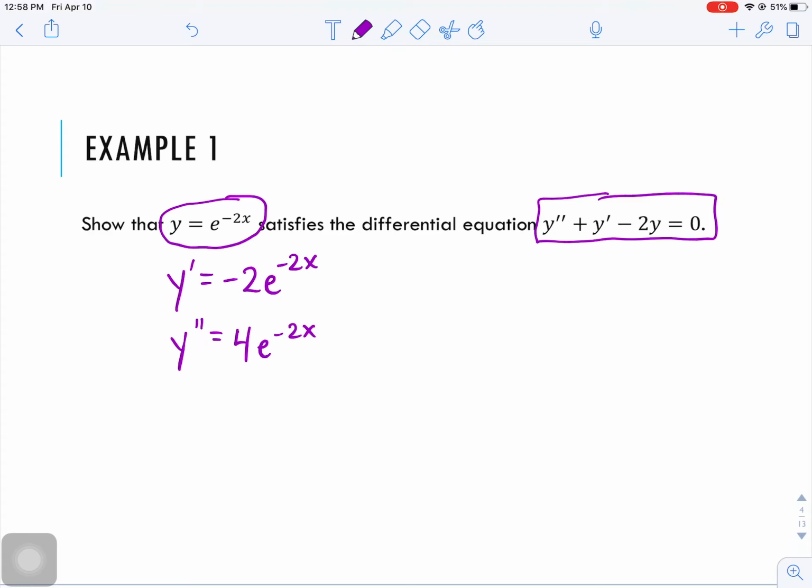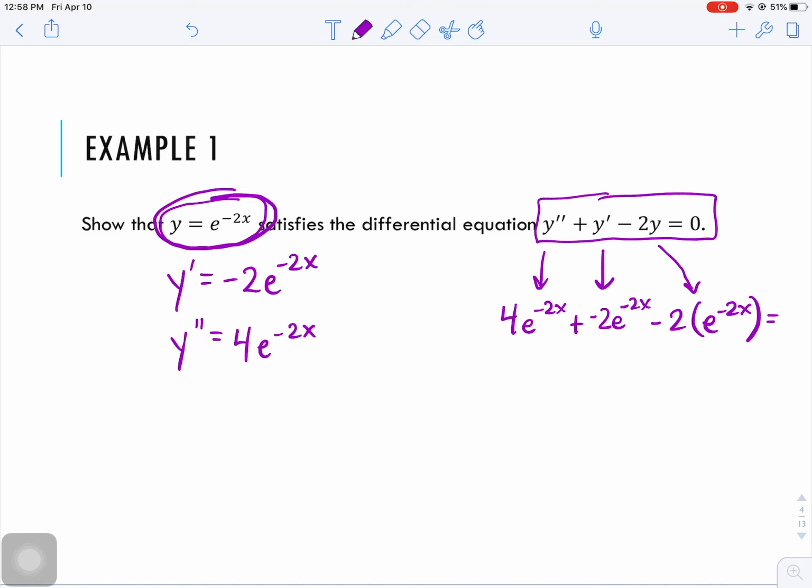Then we want to verify that when we plug those into the differential equation, it makes a true statement. So the differential equation has us plugging in y double prime first, which is 4 e to the negative 2x, plus y prime, which is negative 2 e to the negative 2x, minus 2 times y. And y is just the original y over here, which is e to the negative 2x. And we want to show that that equals 0.